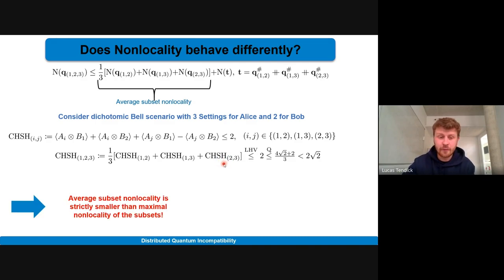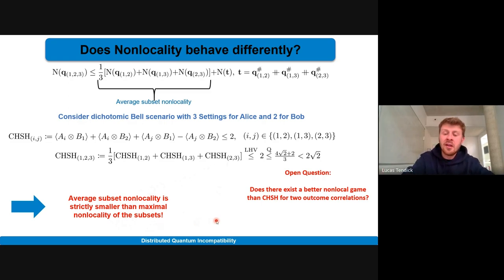And this is somehow different from what we have seen for incompatibility. Because there, if you look at the three Paulis, sigma x, sigma y, sigma z, the incompatibility of each with each other, so this average subset incompatibility, would exactly be the incompatibility of just looking at 1 and 2 or 1 and 3. But here, if I look at the subset nonlocality, it's strictly smaller than the maximal nonlocality of any of the subsets. And there's an open question, which I find kind of interesting.